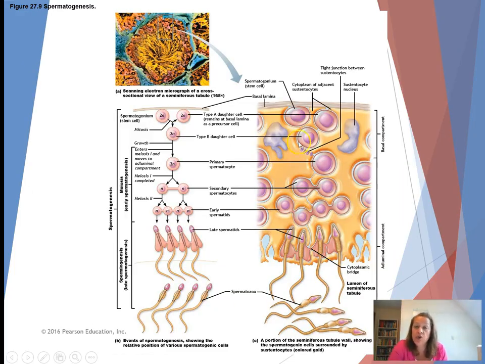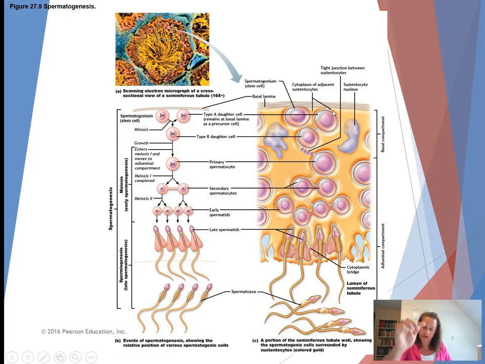So what is being created? You're going to start up here, right? This is the cross-section of a seminiferous tubule. It's called the basal lamina. This is where what are called spermatogonia are going to be, the basement cells, the stem cells that are going to become sperm down here.